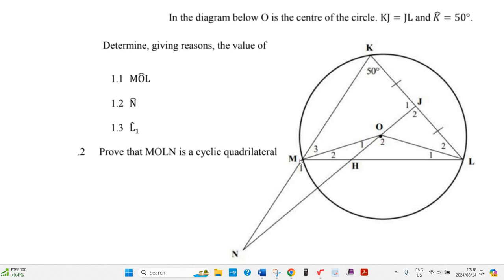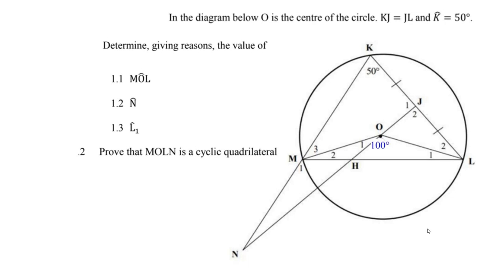When they say MOL, go from M to O to L. If you put a little red pencil on, you'll see the angle we're looking at there. Well, M to O is the center. M to O, that's an angle at the center. And K is an angle at the circumference. So you should know how big this angle is going to be and the reason. And it's going to be 100 degrees because the angle at the center is 2 times the angle at the circumference. Well, there's the first one done.